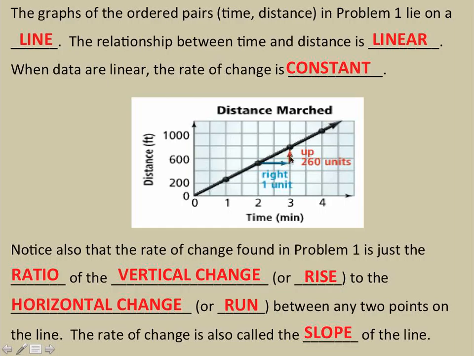So how much did I go up? I went up 260. I went over 1. Notice it's the change from any point to the next point. Up 260 over 1. Now look at the scale here, so that'll help you with your 1. Up 260 over 1. That's just your slope of the line.